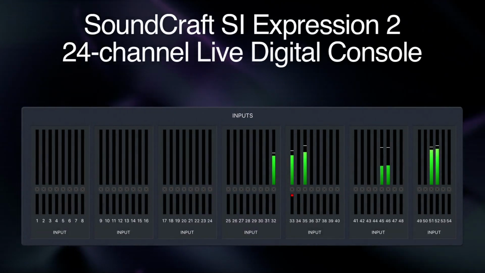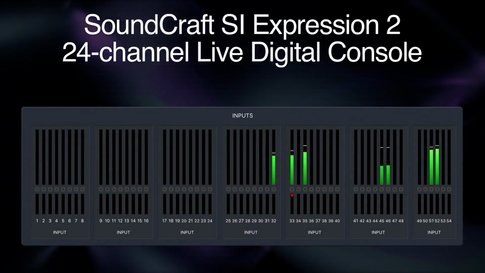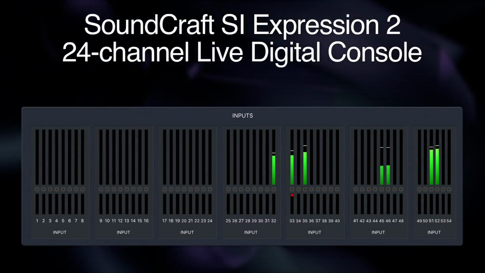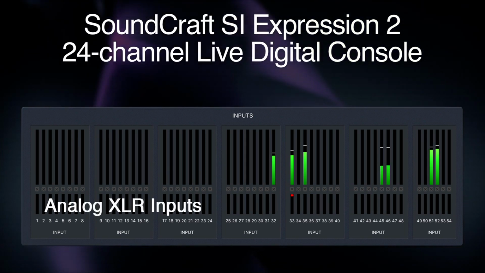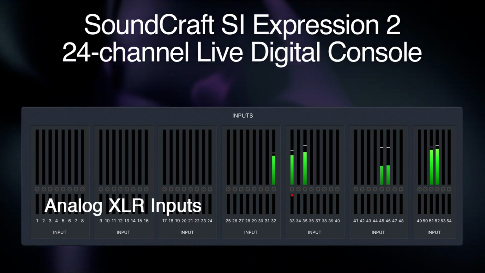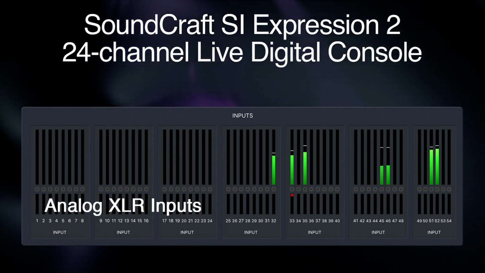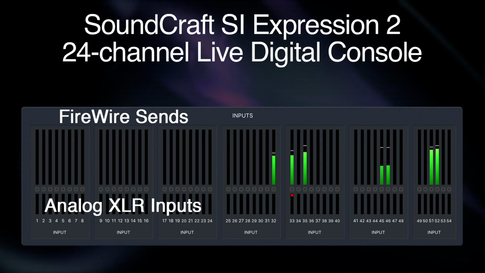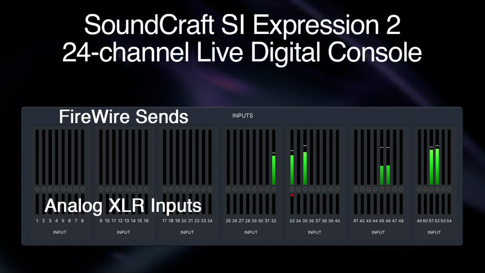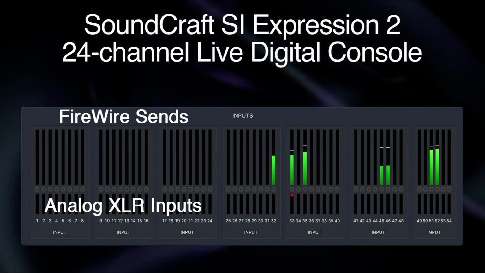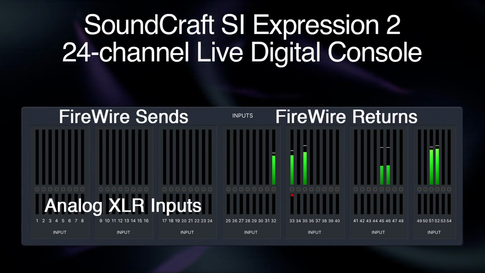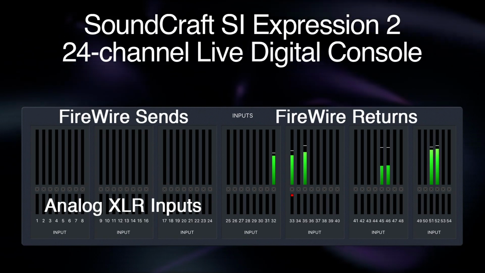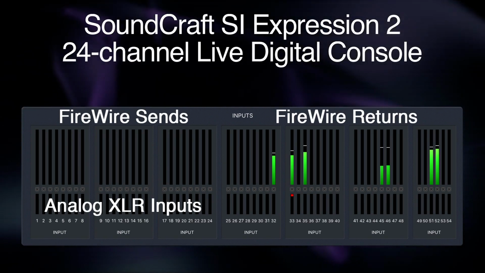It's a 24-channel console, but we can mix 54 channels. How can we do that? The first 24 channels are analog XLR inputs, which is what the board is designed to do. We are going to use the direct out patch feature on the console to send these signals down the FireWire to our DAW. The output of the DAW will be routed down the FireWire returns to these channels.